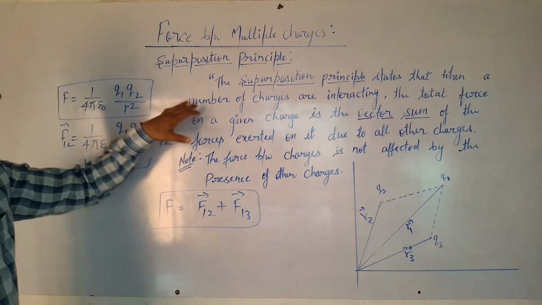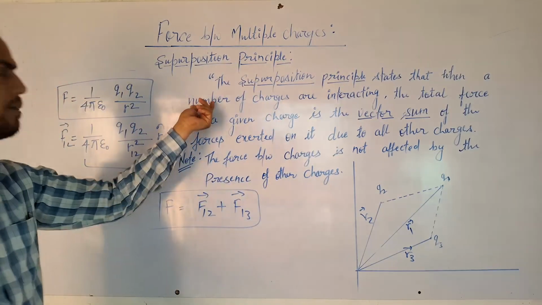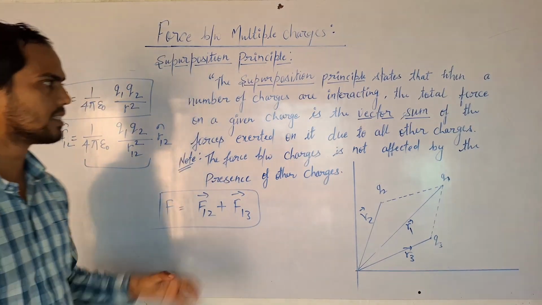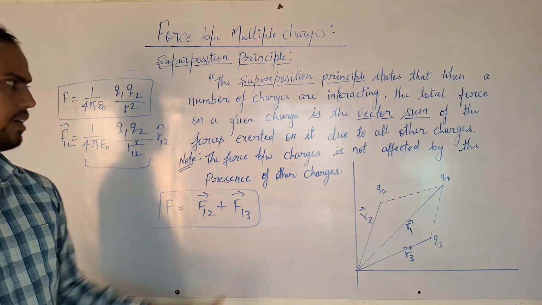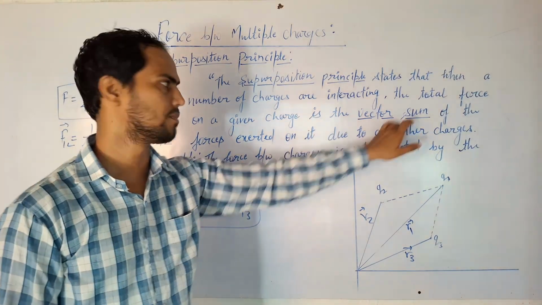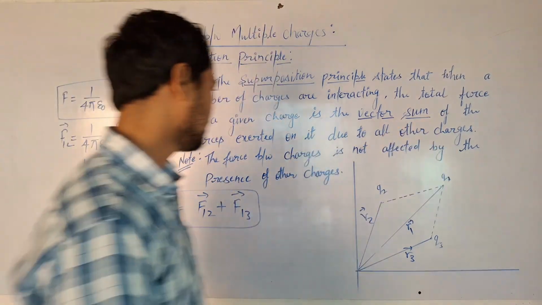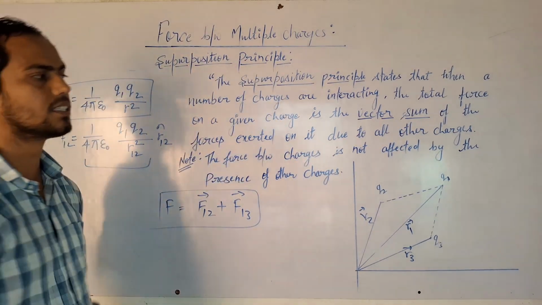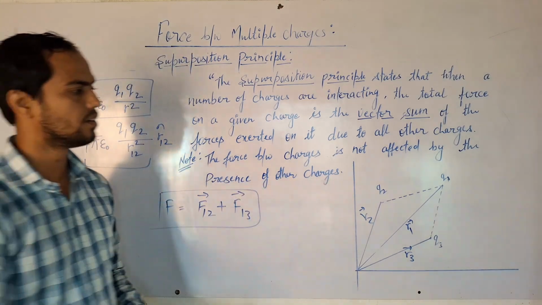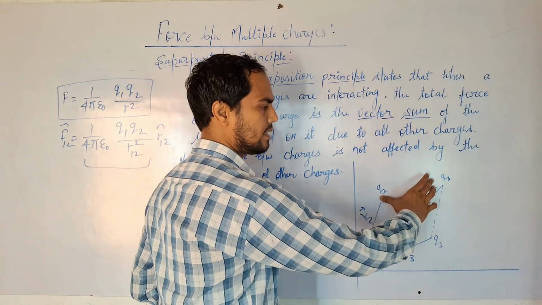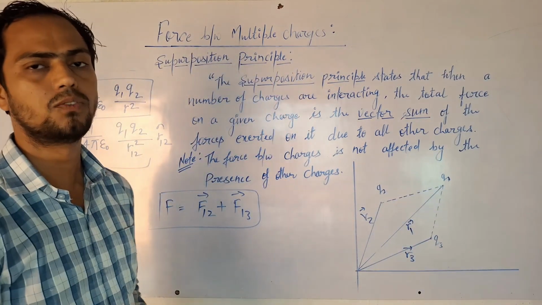The statement I read for you: the superposition principle states that when multiple charges are interacting, the total force on a given charge, on one particular charge, is the vector sum of the forces exerted on it due to all other charges. Here is a note: the force between two charges is not affected by the presence of other charges. So first we calculate the forces independently, and then add them vectorially.